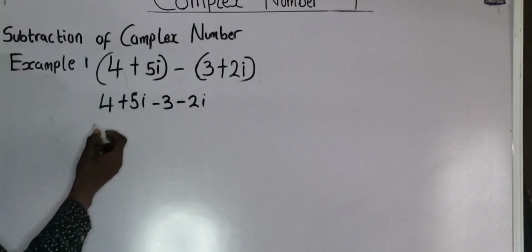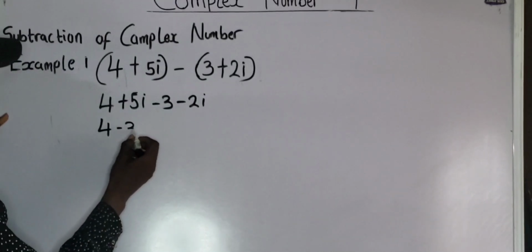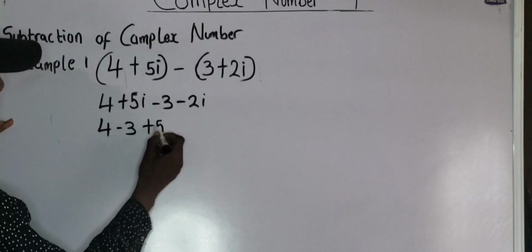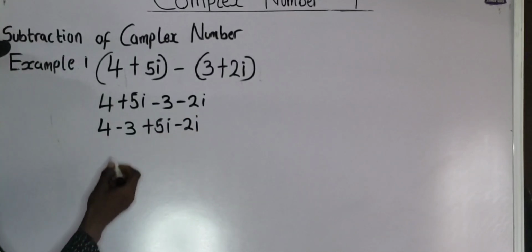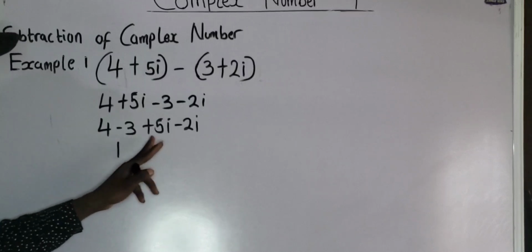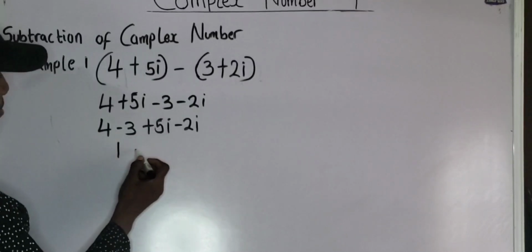So, for this, I'm going to have 4 minus 3 plus 5i minus 2i. You understand? So 4 minus 3 is what? 1. 5i minus 2i, that is what? Plus 3i.